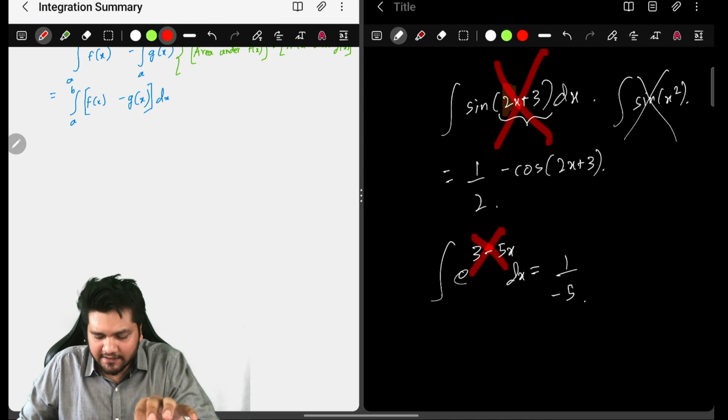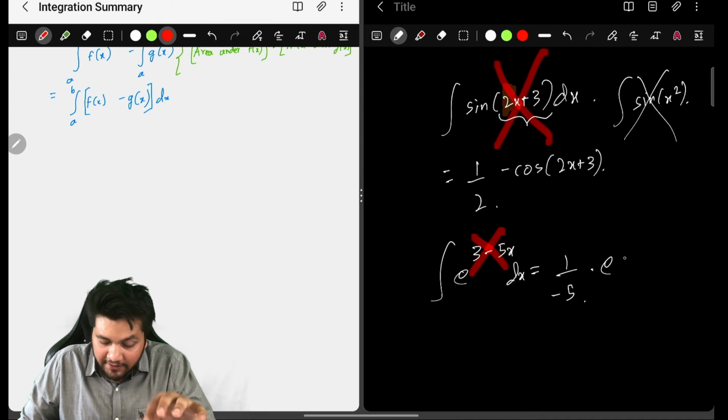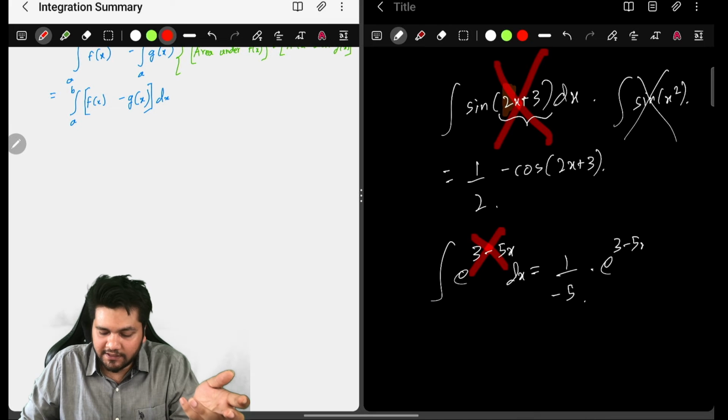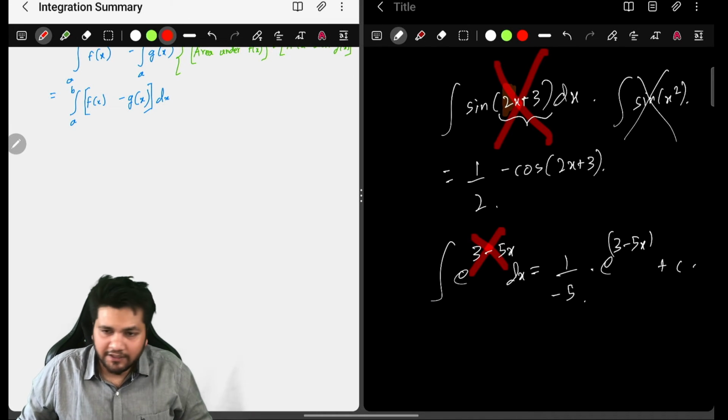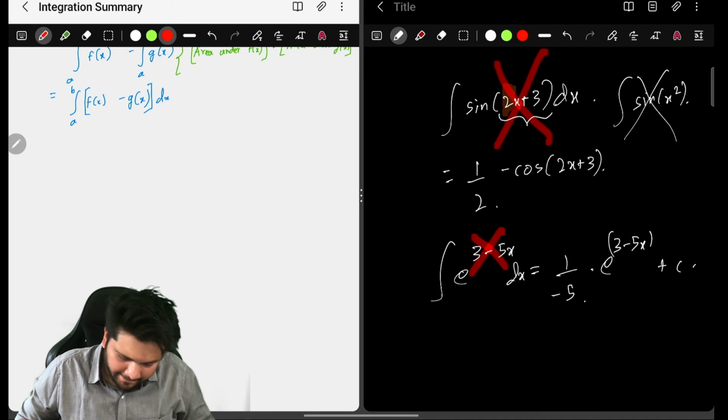And you can consider this thing as x, and the integral of this is going to be e to the power of x, which is e to the power of 3 minus 5x. Done. Plus c, of course, whenever it is necessary. So for these functions, you use this.